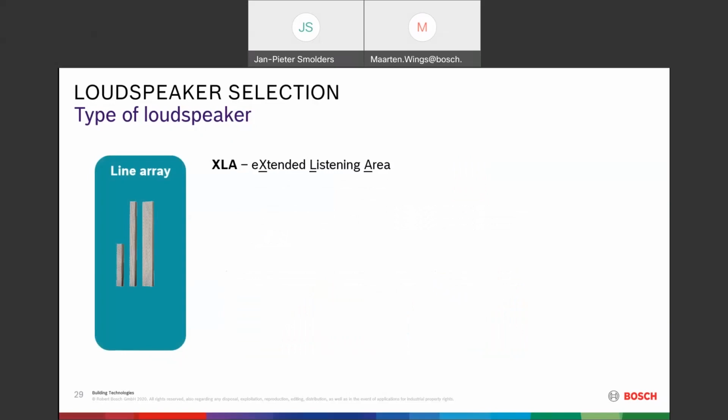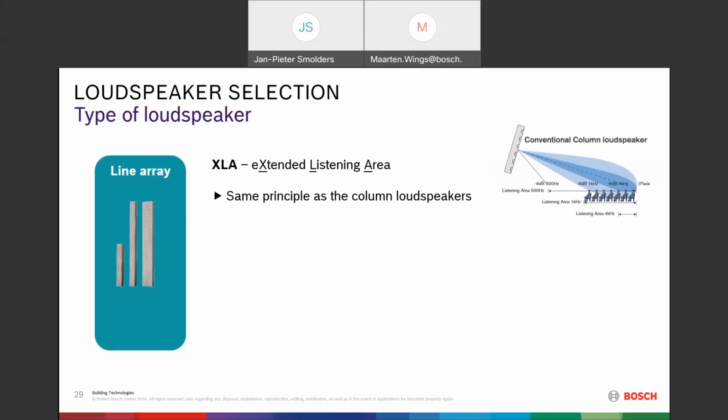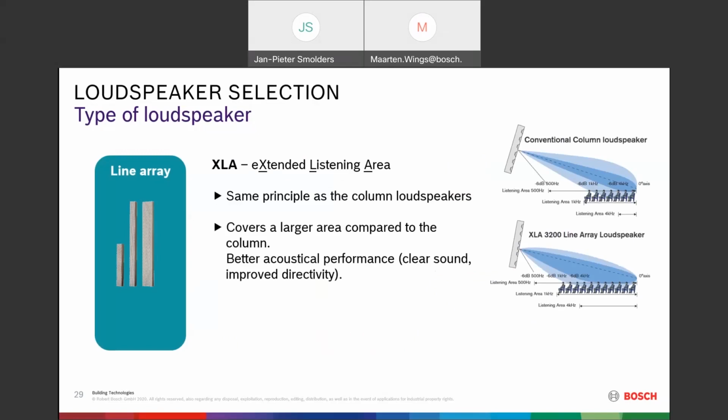Then the line arrays, XLA stands for extended listening area. These are improved column loudspeakers actually. They have the same principle. You aim them at the area where people are standing or listening, but the performance of a line array is a little bit better. So you can cover a larger area, like you see here on the right. The area you can cover with an XLA is a little bit larger compared to a conventional column loudspeaker. So depending on the size of the room, the area that you have to cover, you can make a choice for either a conventional column loudspeaker or the XLAs.